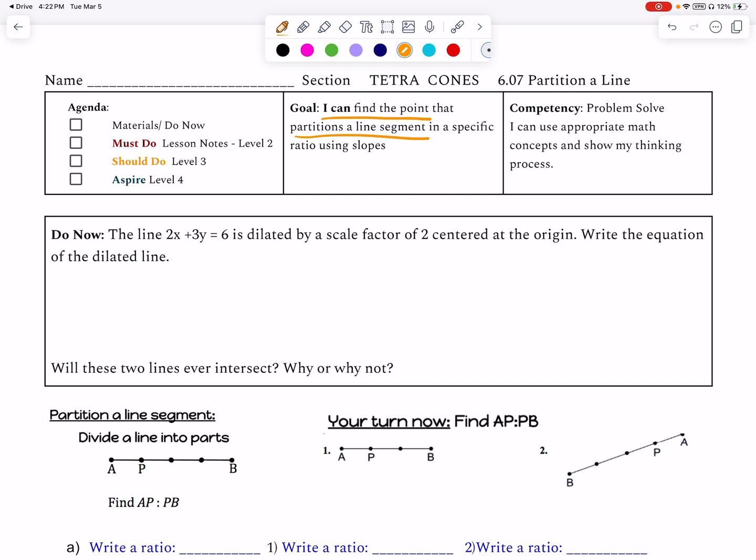As a review, check out the do now. Use your notes from the previous lesson. The line 2x plus 3y equals 6 is dilated by a scale factor of 2, centered at the origin. Write the equation of the dilated line. Try this out. Don't just copy. This will be on the formative and the summative, so giving you plenty of practice opportunities. And play once you're ready to review.